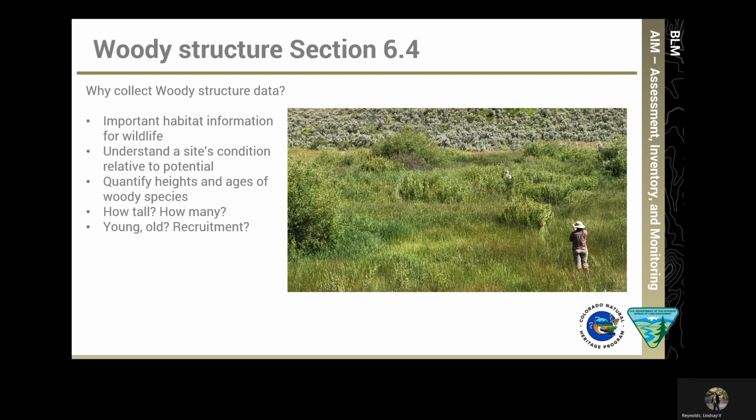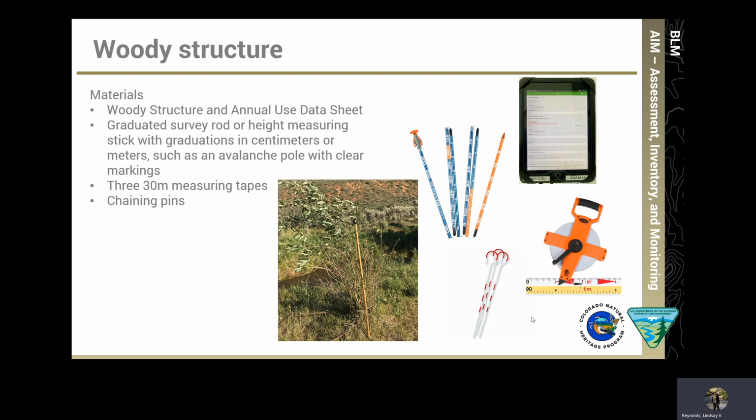To conduct these methods, it's important to have some key pieces of equipment in order to make the measurements. The first is to have a Woody Structure and annual use data sheet or an electronic data capture tablet, such as an iPad, to take data in the Survey123 app. You also need a graduated survey rod or height measuring stick with graduations in centimeters or meters, such as an avalanche pole with clear markings, shown here in the center. You also need 3 30-meter measuring tapes and chaining pins.